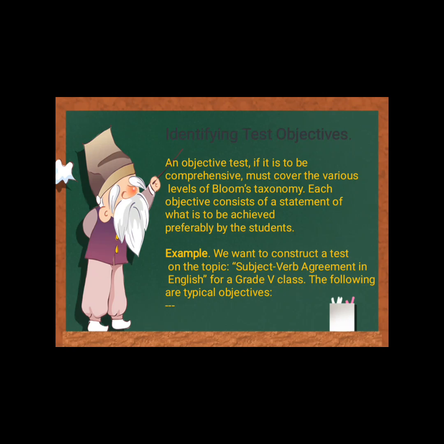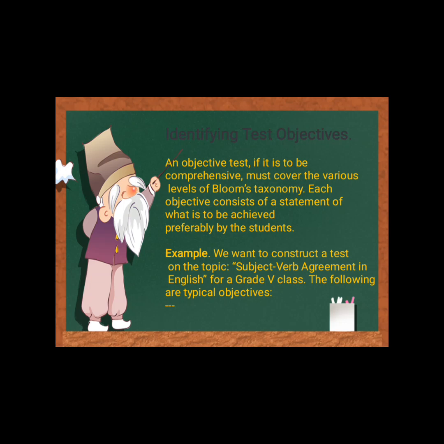So next, class, is identifying test objectives. An objective test, if it is to be comprehensive, must cover the various levels of Bloom's taxonomy. Each objective consists of a statement of what is to be achieved, preferably by the students. Identifying test objectives is the process of making test objectives guided by Bloom's taxonomy, which measures the students' knowledge based on what they have learned, from abstract to complex.